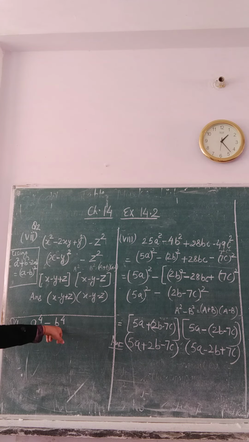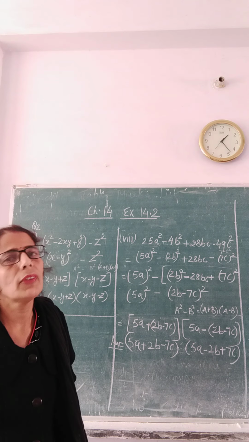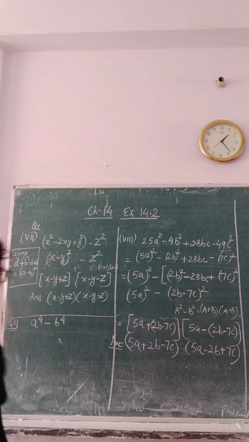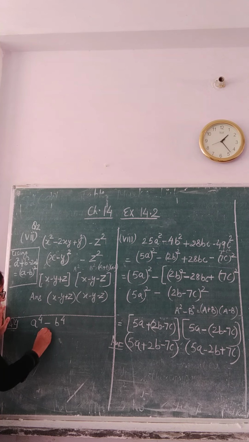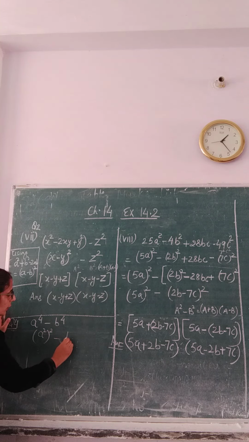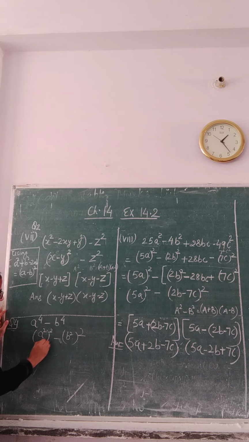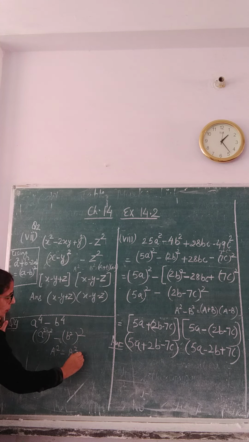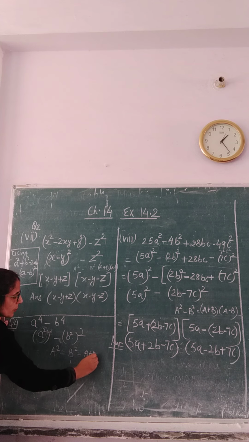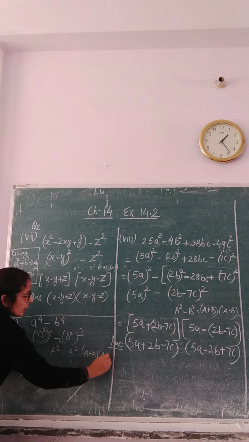A raised to power 4 minus b raised to power 4. But we do not have any identity where the power is 4. So what should we do? We can write it as a square whole square minus b square whole square. This square minus this square. So it means this is a square and that is a square, and a square minus b square is equal to a plus b into a minus b.